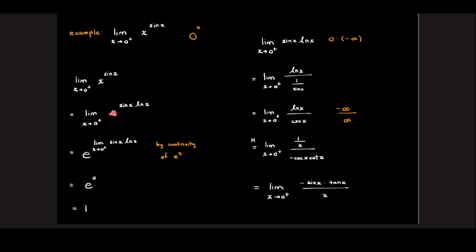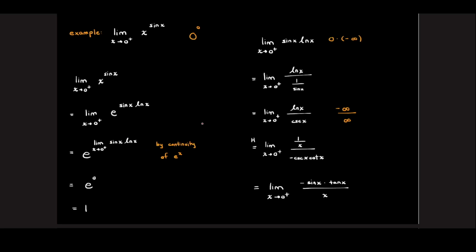We are going to write this as e to the natural log of the function x to the sine x. And then you want to bring the sine x down. So I did 2 steps in one to get to this step here. Now, by the continuity of e to the x, you can just bring the limit sign inside, and we get this. And now our goal is to actually evaluate this product, right? The limit as x approaches 0 from the right-hand side of sine of x times ln of x.